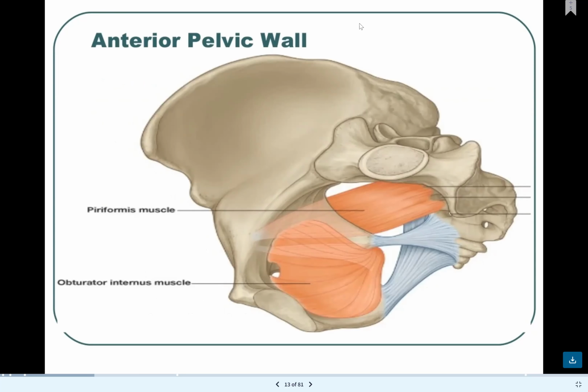So this is the ischium. Okay, this is the ischium. And then this is the obturator internus muscle. And then this is the sacrospinous ligament. So there is the piriformis muscle. And then these things are trying to show us the anterior border of the pelvic wall.